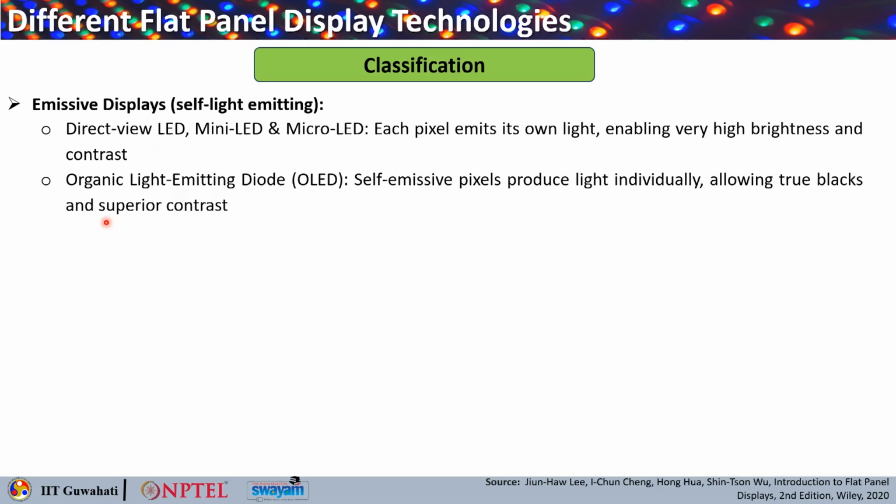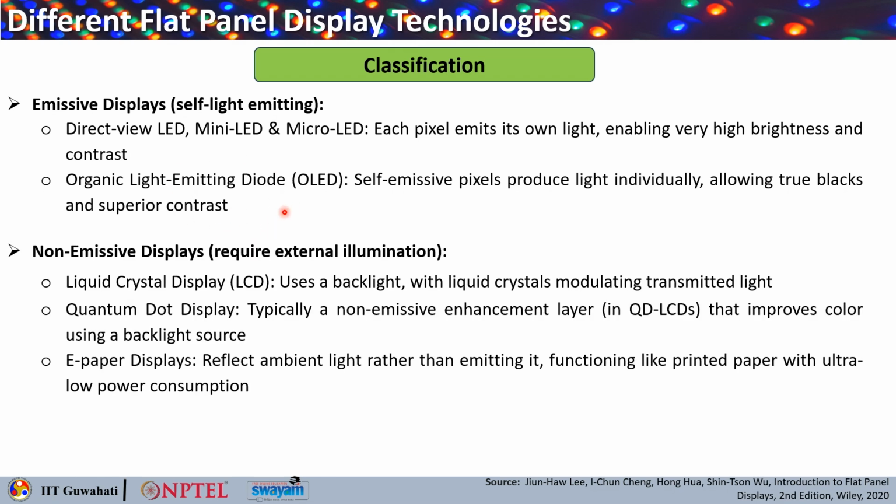If you go for organic materials, the organic light emitting diodes are based on organic polymers, and they are self emissive. Again, their pixels can produce light individually and they can allow true blacks and superior contrast. Okay. But there are some problems with each of these technologies. So, we will go into details in due course in the course. Right now we are just trying to understand what are the dominant display technologies that we are encountering every day in our lives.